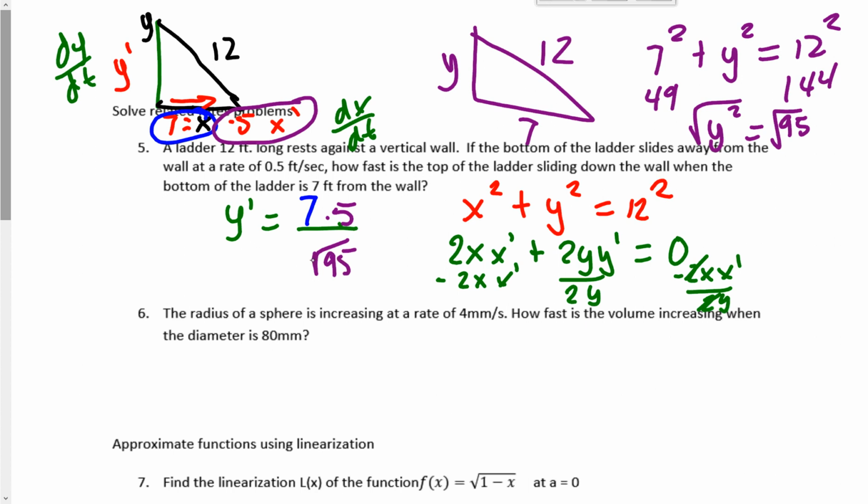And I can plug that into my calculator, and I get approximately negative, because we're going down, so I need to make that negative, 0.36 or 0.395. So somewhere about there. So that is how fast it's going down from the wall, in feet per second. So almost a third of a foot per second, or a little bit more than a third of a foot.